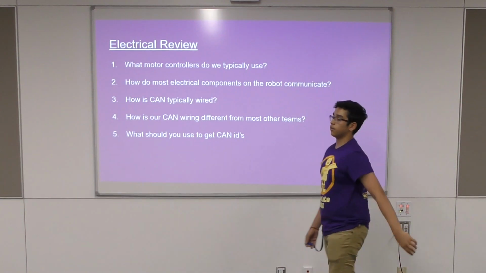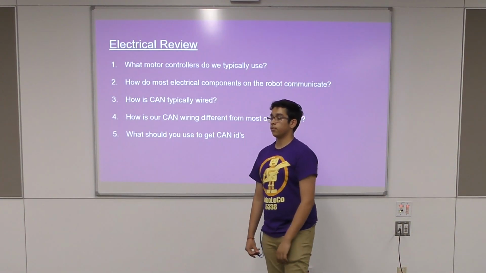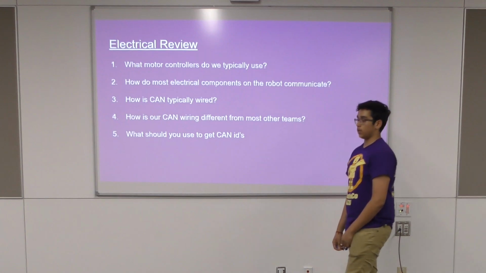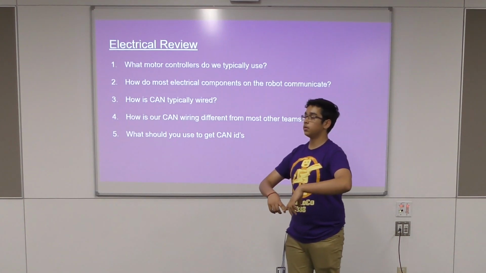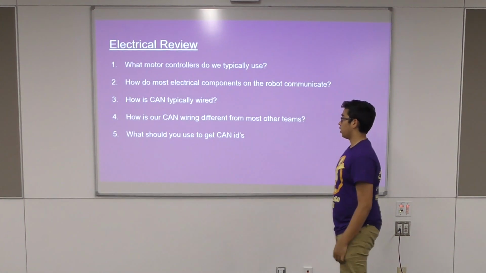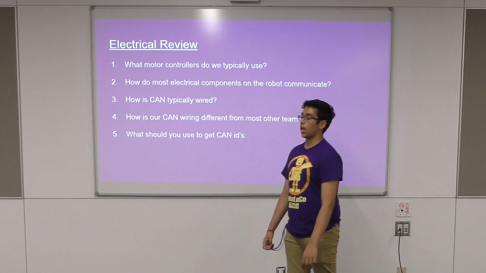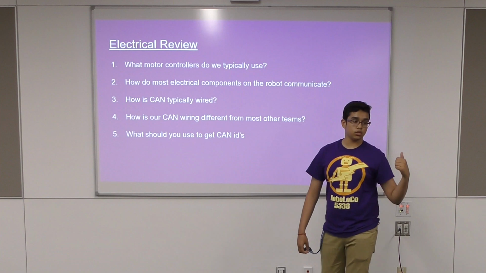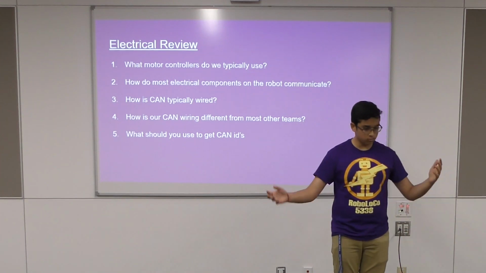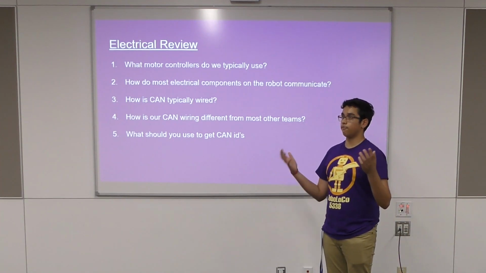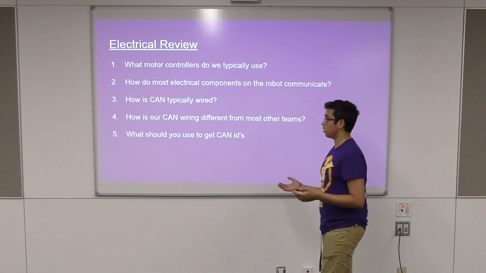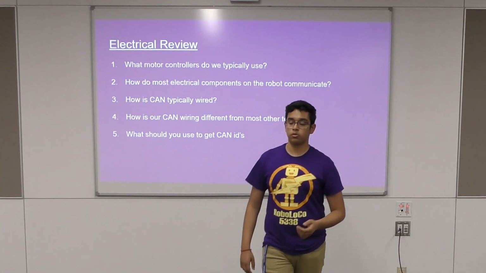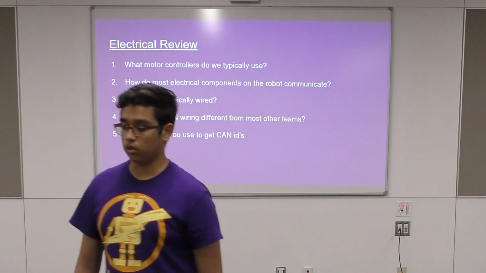How's our CAN wiring different? We use a parallel circuit, so if one thing breaks, the others don't. Yeah, so essentially we put it all into one hub, so if one thing breaks, the others still work. And what tool can you use to get CAN IDs? It's actually a tool that Phoenix came out with, called the Phoenix Tuner. And I think I'm going to show you guys how it works, because I wasn't able to do it last time.